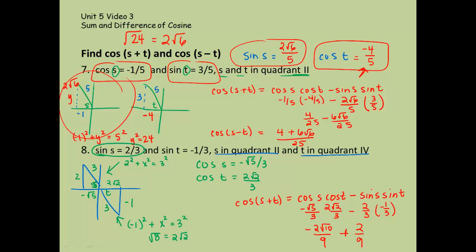Because the only difference is that we will change the symbol in the middle here. That means that when I choose to use cosine of s minus t, and I want to find the difference in those two angles, I will end up with negative 2 root 10 over 9 minus 2/9. And that's my other answer for this problem.